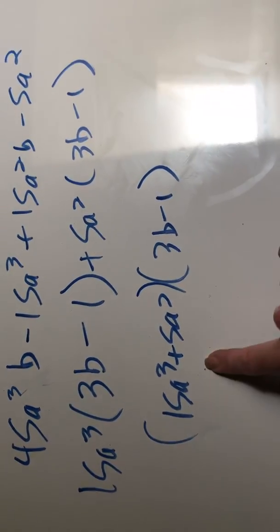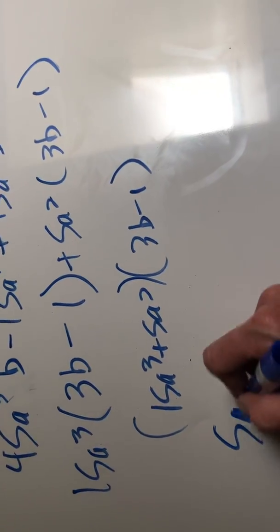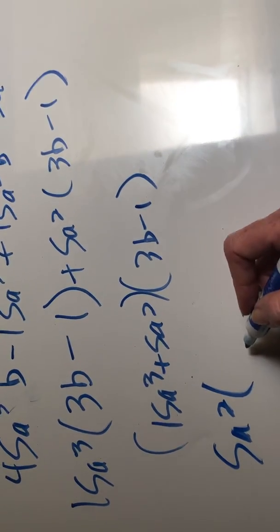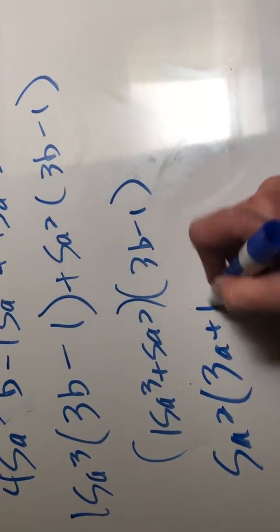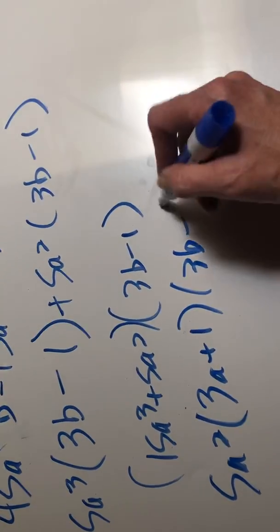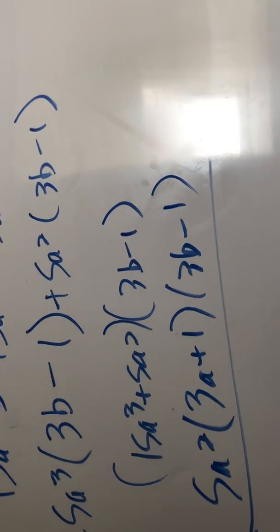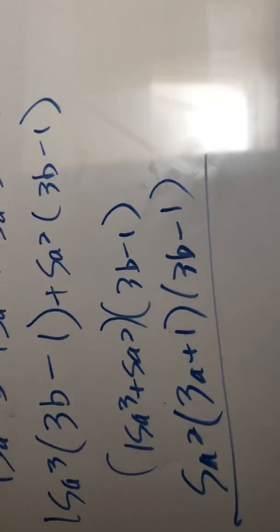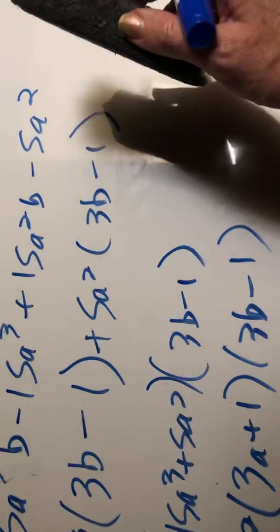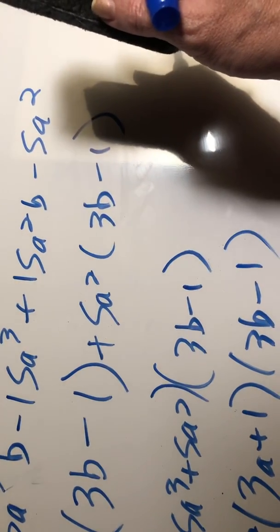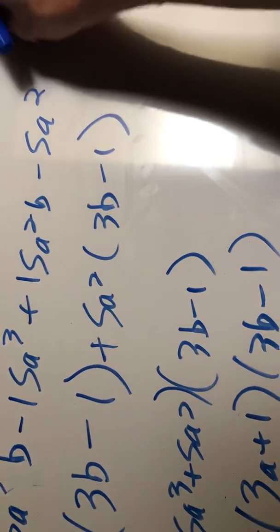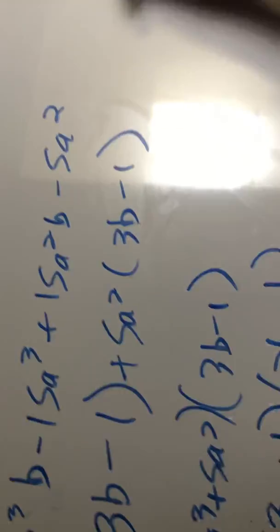You've got to finish factoring that. So we're going to take a 5a squared out. That'll leave a 3a plus 1, and then a 3b minus 1. But you've got to make sure you factor it completely. So let me show you another one like that one. We've got to factor it completely.